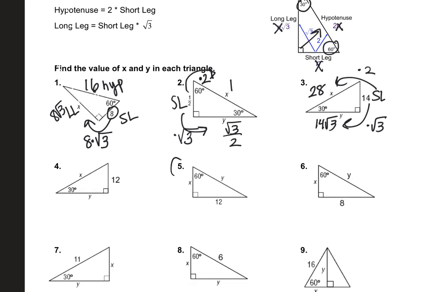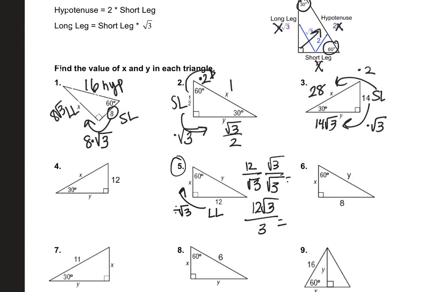Let's try 5. They're giving you what? Long leg. So to go from long leg to short leg, instead of multiplying by radical 3, we're going to divide by radical 3. So we take 12 and divide by radical 3. Except you can't leave radicals in the denominator. So you have to multiply the top and the bottom by radical 3. And then that gives you 12 radical 3 on top and what on bottom? 3, because radical 9 is 3. And then this reduces to what? 4 radical 3.